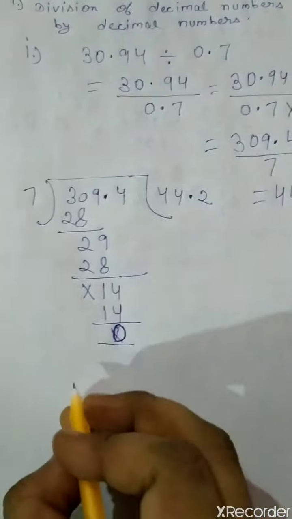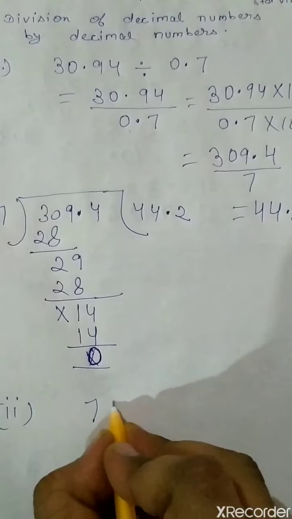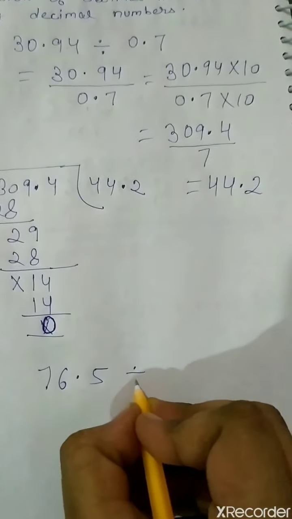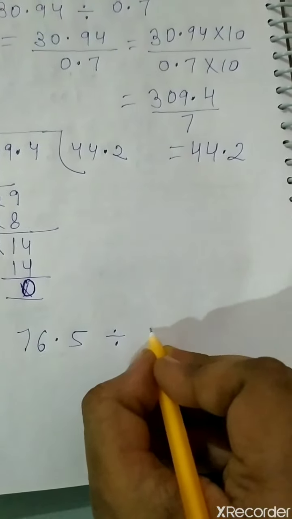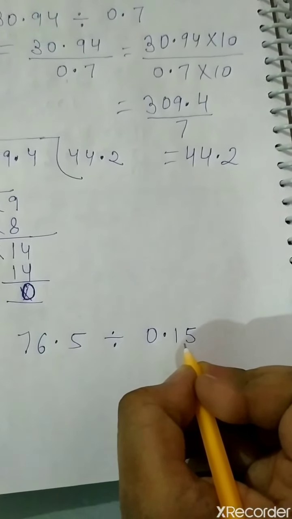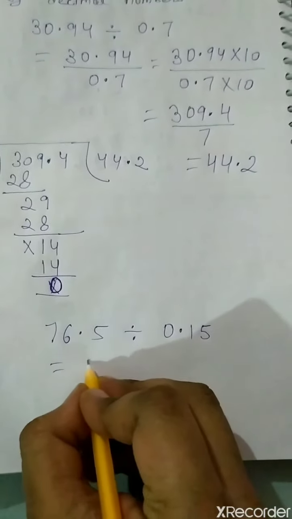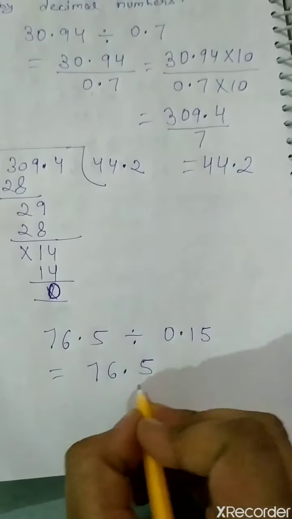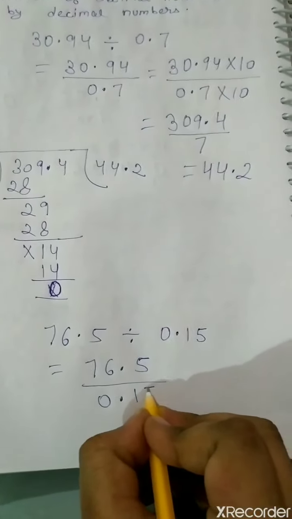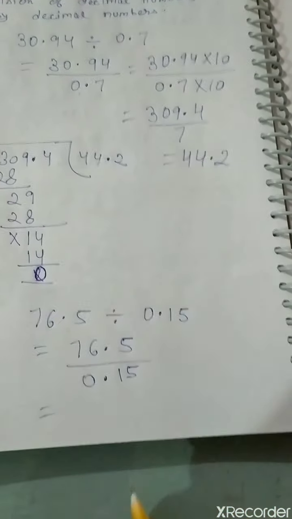Similarly, see the second question. That is, we can divide 76.5 divided by 0.15. Then you will do this: 76.5 by 0.15. Now you will convert the denominator into a whole number first.